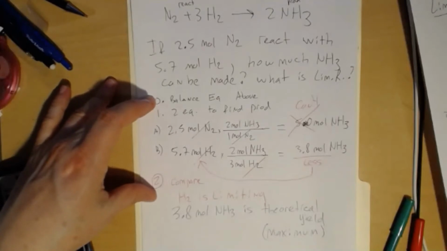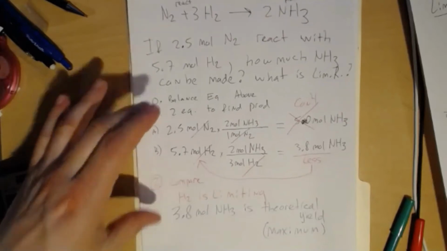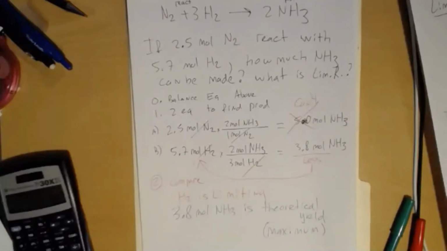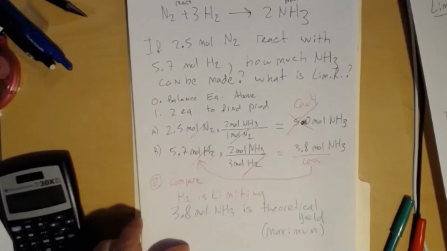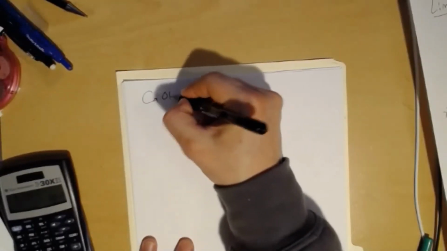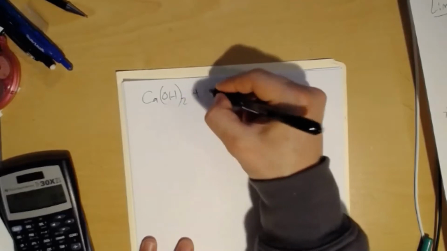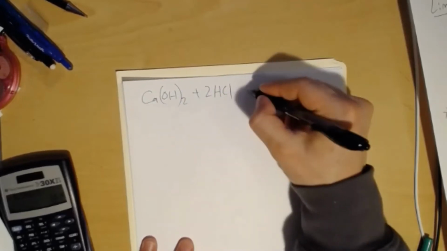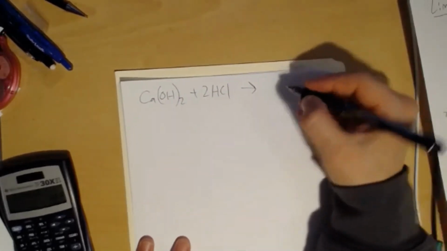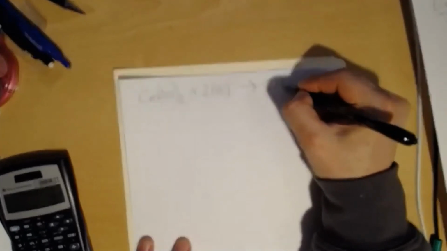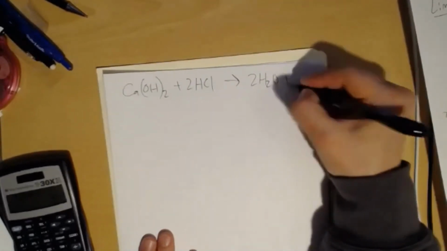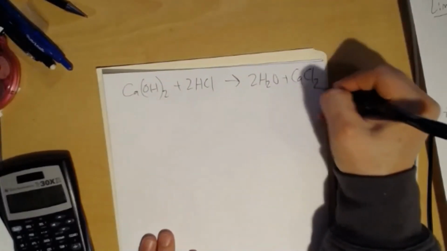Are you guys ready to see one of those? Yeah. Okay. The other thing is, let me be clear too. We can have different products. So let me use a completely different situation. How about calcium hydroxide plus 2 HCl goes to 2 water plus CaCl2. Okay?